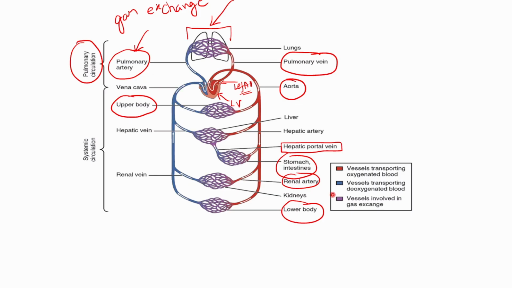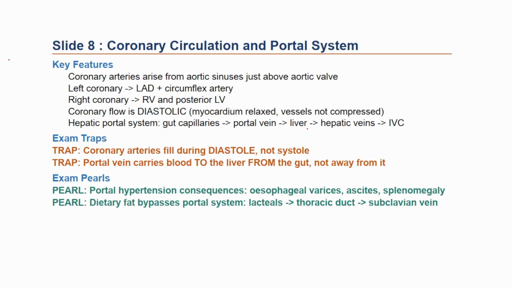Now that we have mapped out the mechanical gating of coronary flow and the sequential plumbing of the abdominal portal network, let us transition directly to our text and anchor this concept. To formalize the features on slide 8, the coronary arteries arise directly from the aortic sinuses just above the leaflets of the aortic valve. The left coronary artery structurally branches into the left anterior descending coronary artery and the circumflex coronary artery to supply the anterior and lateral regions of the heart.